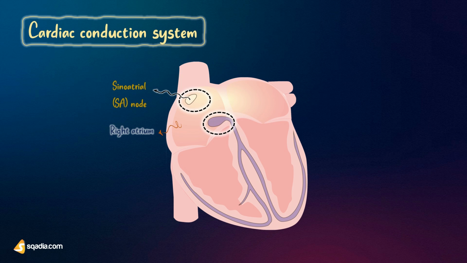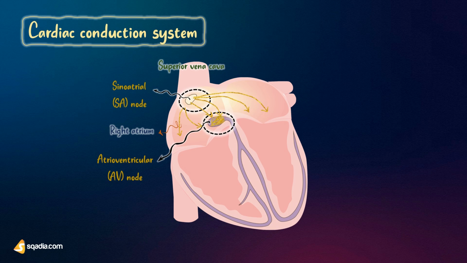First one is the sinoatrial, SA node, known as the pacemaker. And the other is the atrioventricular, or AV node. SA node is situated below the superior vena cava opening into the right atrium. Impulses generated by the SA node are conducted throughout the atrial musculature, which causes synchronous atrial contraction.